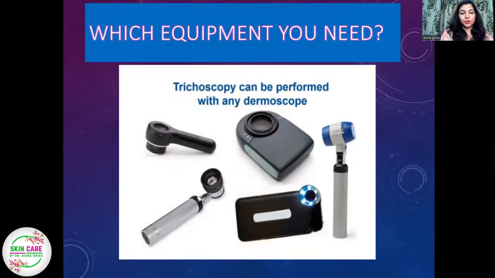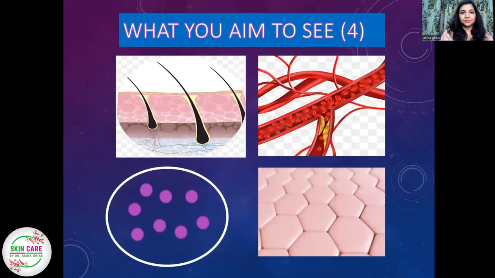So which equipment do you really need to go for trichoscopy? The traditional, the ordinary, the usual dermatoscope that you're having with you can work like a trichoscope. You just have to put it on the scalp and see for hair in particular. So what do you see? Basically, whenever you put your trichoscope on the scalp, you should have four things in mind. What are you looking for? Number one, you're looking for the hair in general and all the parameters of hair in particular.